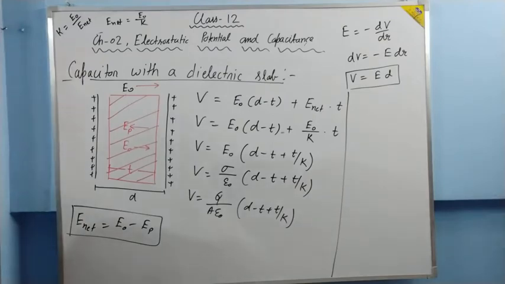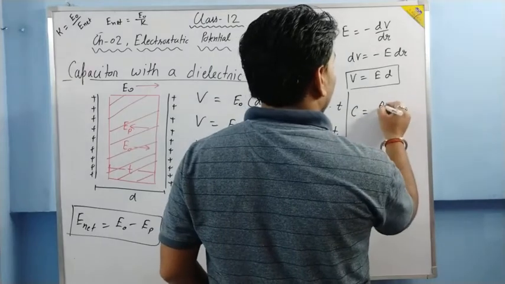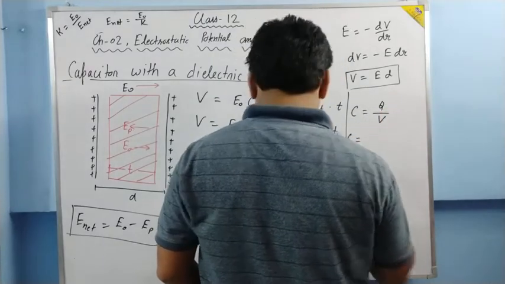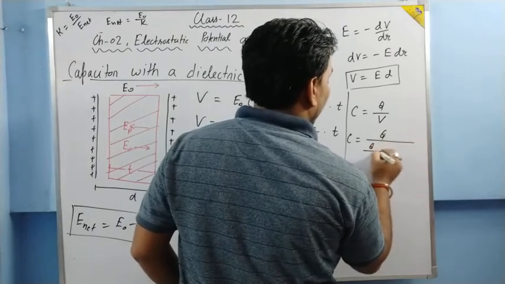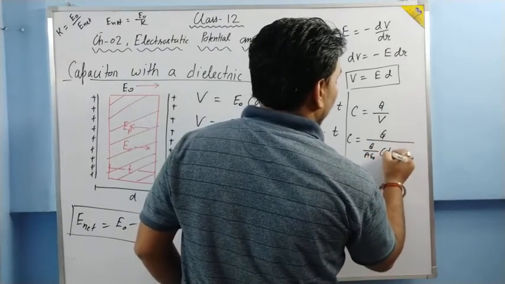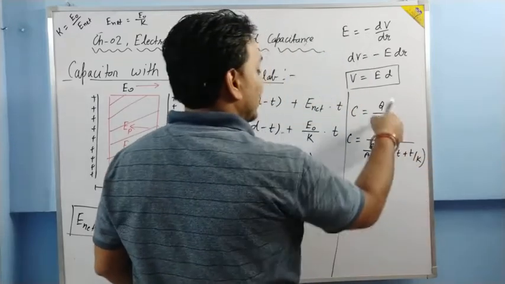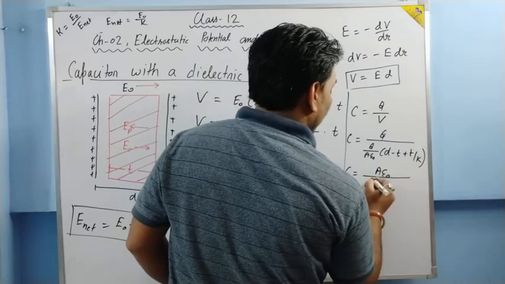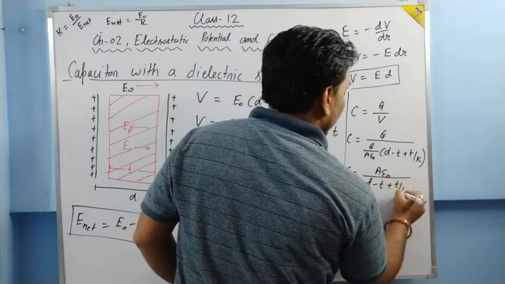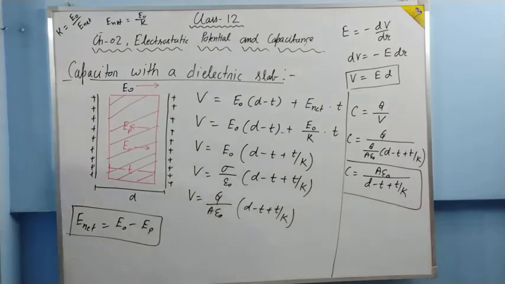Now we need to find the capacitance. Capacitance will be Q upon V. C is equal to what? Let us put in the value: Q upon A epsilon naught into D minus T plus T by K. Q and Q will cancel out, and A epsilon naught will be in the numerator. So C is equal to A epsilon naught upon D minus T plus T by K. This is what the capacitance is.